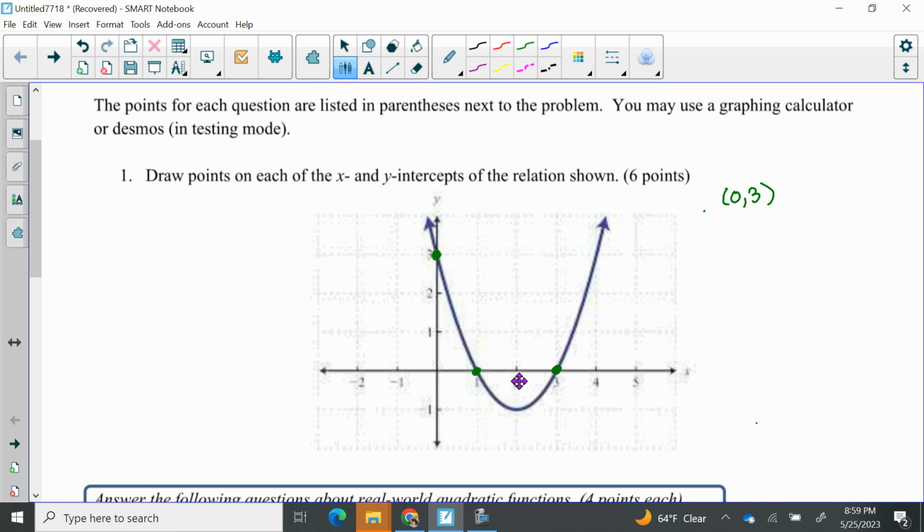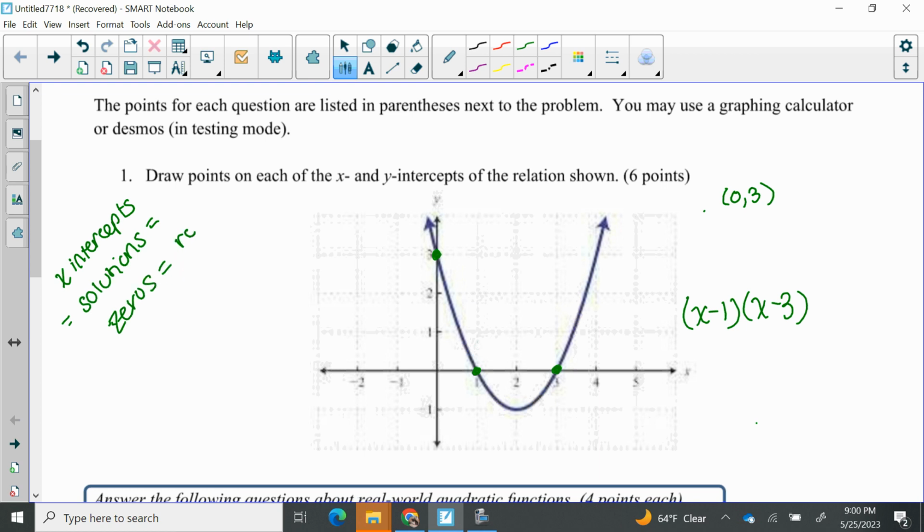Now, because of this, I know that my factors for this parabola are x minus 1 and x minus 3. Because once I factor a parabola, I set each one of these factors equal to 0 and solve for x. As a result, I get my x-intercepts, which are solutions. So again, let's remind each other that x-intercepts are equal to solutions. They're also called zeros, and they're also called roots.